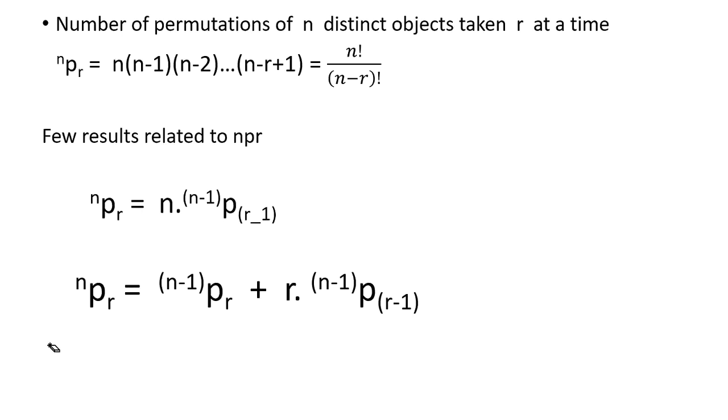nPr stands for the number of permutations of n distinct objects taken r at a time. (n minus 1)Pr stands for the number of permutations of n distinct objects taken r at a time without containing a particular element. Therefore, the total number of permutations is equal to the number of permutations without containing a particular element plus the number of permutations which always contain a particular element. These are the results that we have proved.